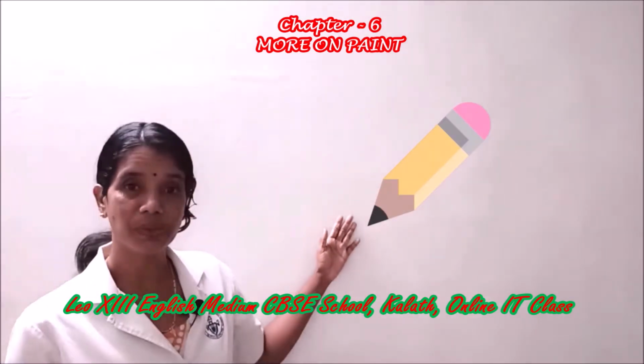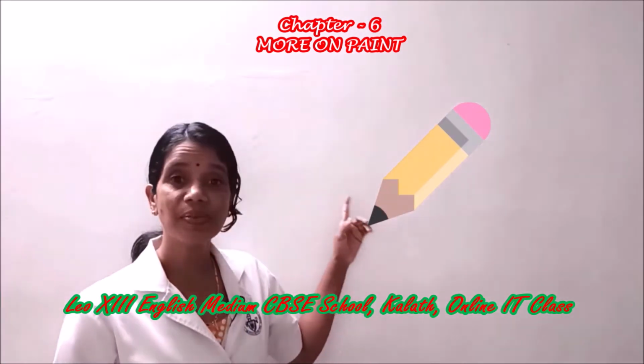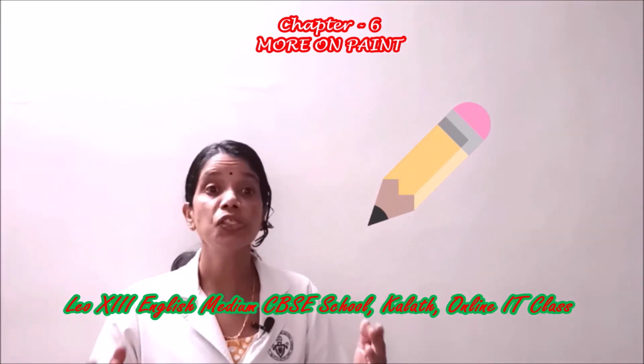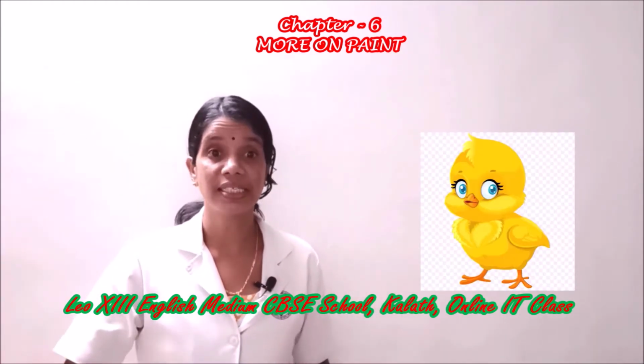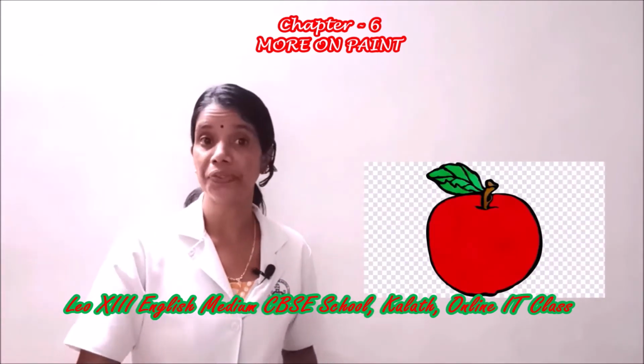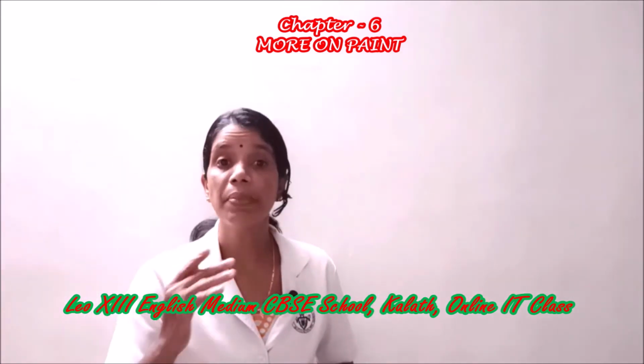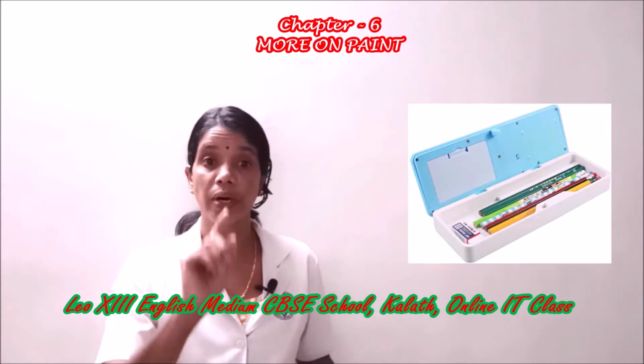Are you ready? First one, pencil tool. Children, this is pencil tool. Look, it is used to draw beautiful pictures. Using pencil tool, we can draw flowers, animals, birds, vegetables, fruits, etc. It is same as pencil in your box.